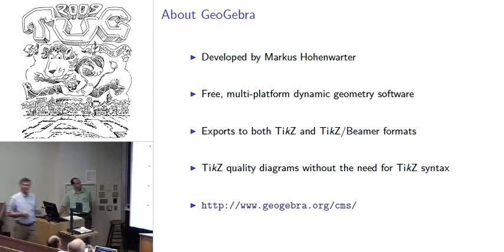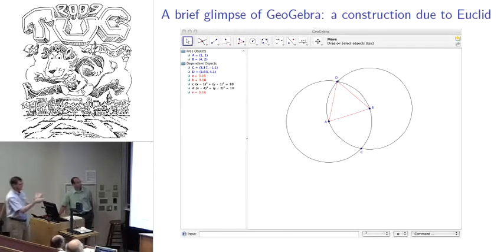GeoGebra is free. I think it was originally intended for high school mathematics, but since that time it has gone beyond the original intent. It's an example of a dynamic geometry program, if that means anything. Basically, you can draw things and slide points around, and all of the relationships are preserved. I don't have time to show you that in action, but here it is as a screenshot.